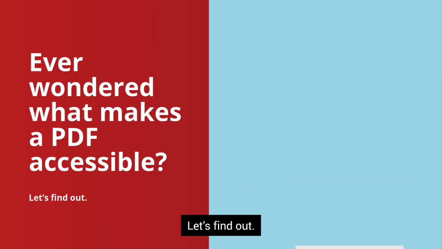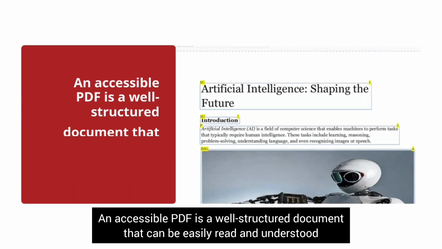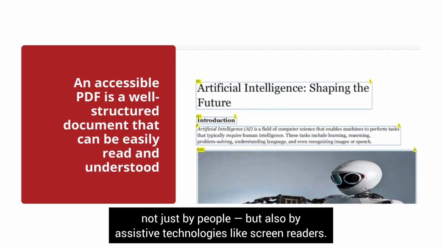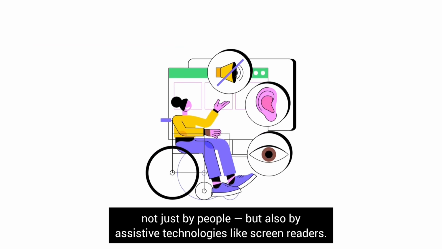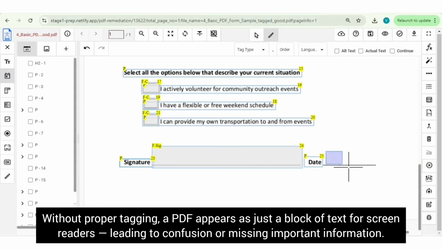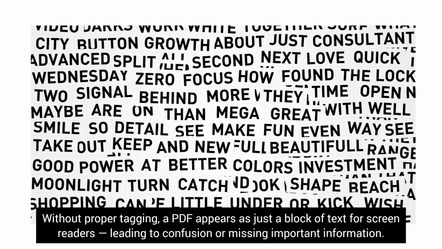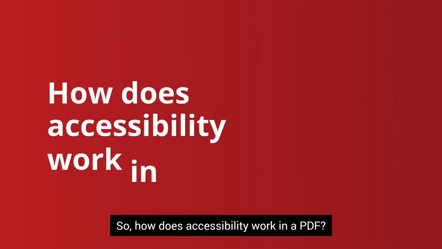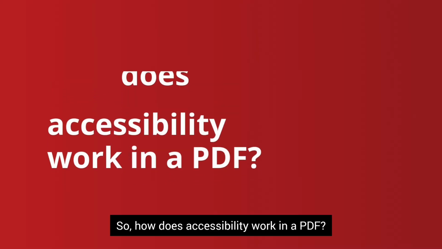Let's find out. An accessible PDF is a well-structured document that can be easily read and understood, not just by people, but also by assistive technologies like screen readers. Without proper tagging, a PDF appears as just a block of text for screen readers, leading to confusion or missing important information. So, how does accessibility work in a PDF?